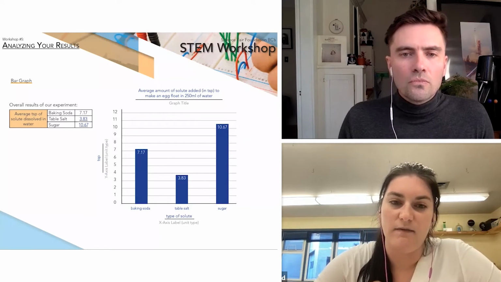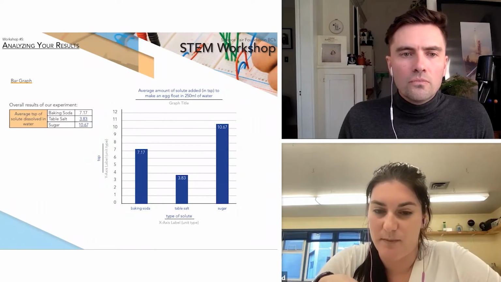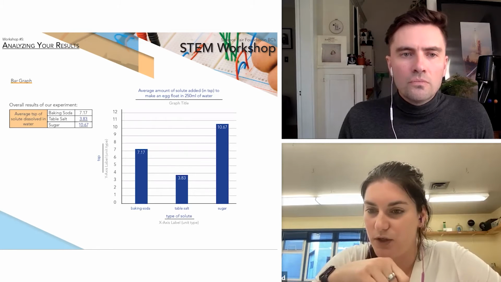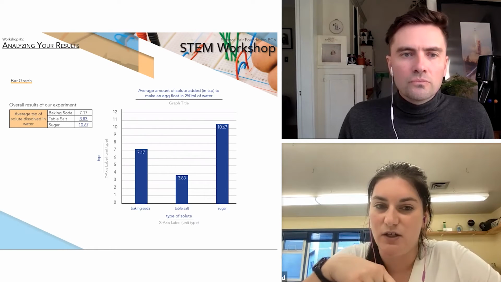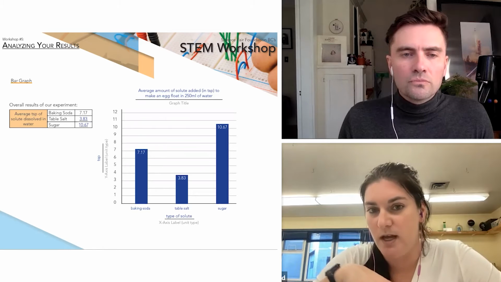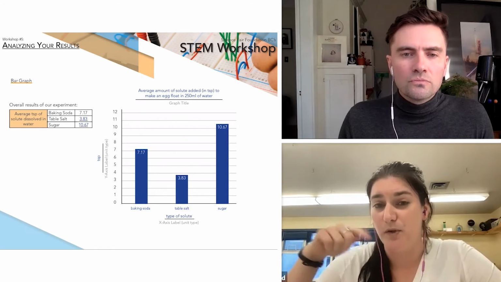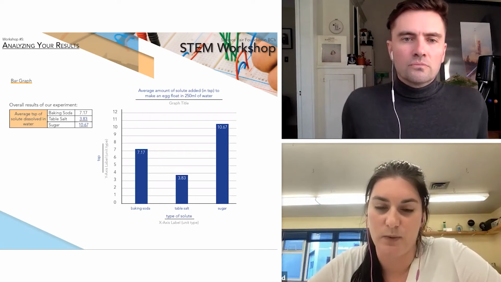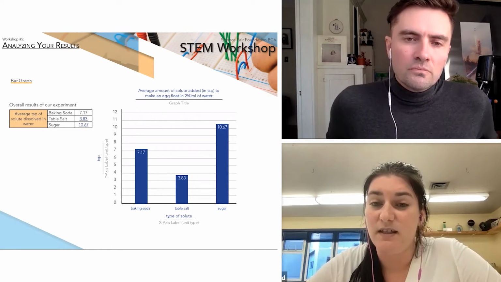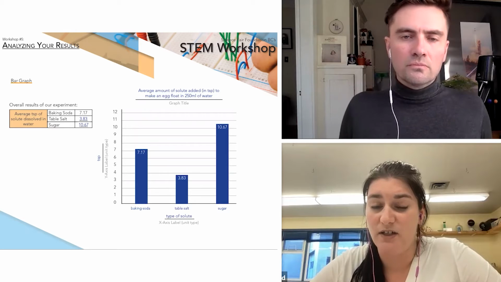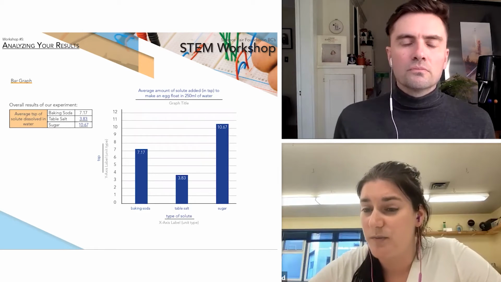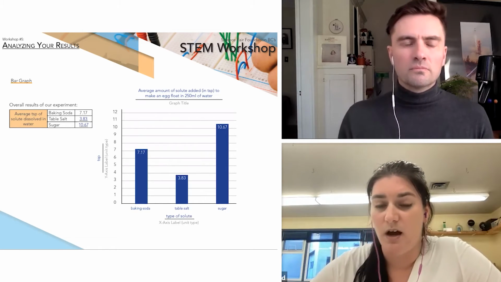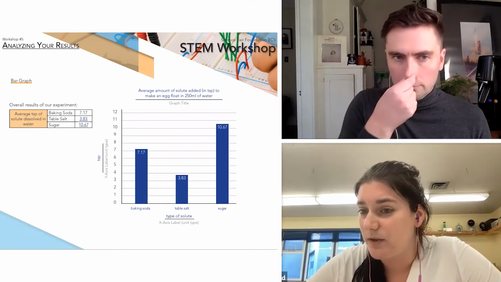And then you have on the x-axis at the bottom the type of solute, so baking soda, table salt, and sugar. And on the y-axis, you have the tablespoon. And you could also add the amount of solute with the brackets tablespoon. So those are different ways to do it. And then it's very obvious that we had to add a lot more sugar to be able to make the egg float, but we didn't add that much table salt for the egg to float.